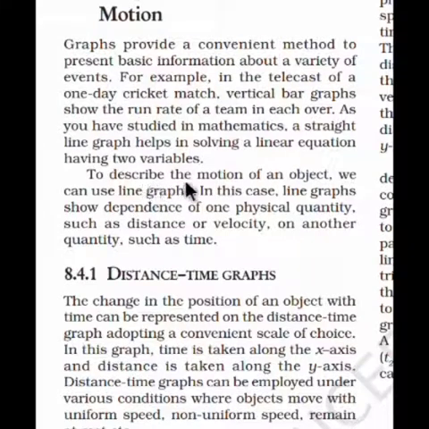To describe the motion of an object, we can use line graphs. The type of graph we are using in this chapter is line graphs to describe the motion of an object. Here, line graphs show the dependence of one physical quantity, such as distance or velocity, on another quantity, such as time. It means within the two axes there are two quantities. On one axis there will be distance or velocity. On the other there will be time. Time will remain as it is because it is the common component in both distance and velocity.